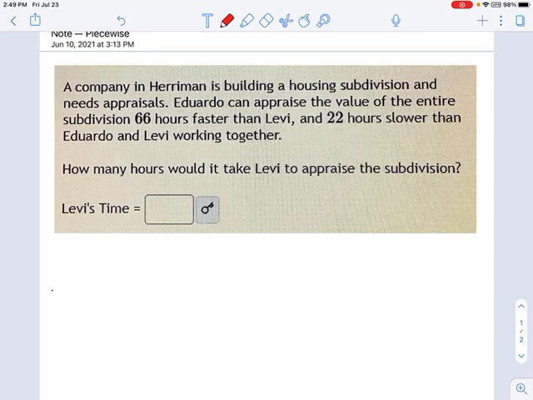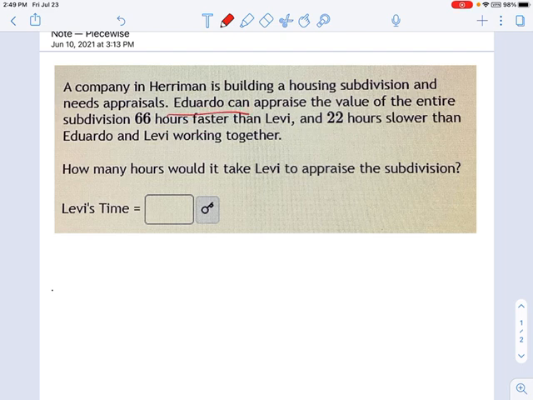So this is a combined rates equation problem, and it's probably one of the only really difficult ones that we have in this unit. The other ones tend to be fairly straightforward if you have an idea of how to set up the equation, but this one is difficult because it's not telling you how fast one particular person is, how long it would take them to do it.